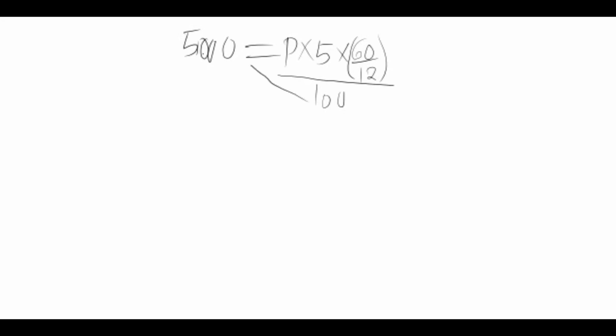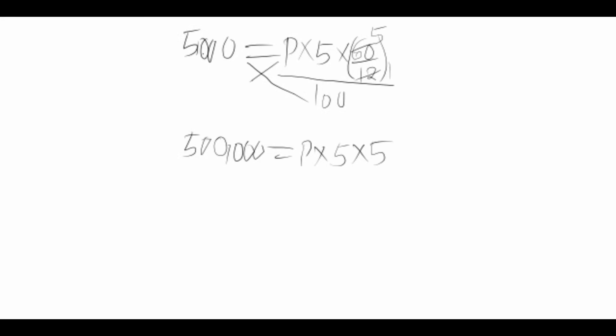So we have 5,000 is equal to principal, which we do not know, multiplied by rate, which is 5, times time. We have 60 months, so we are going to divide by 12 to change it into years, then divide by 100. So we can cross multiply this. 5,000 times 100 will be 500,000. So we have 500,000 is equal to principal times 5, that is the rate 5%, multiplied by time, which is 60 over 12. 60 divided by 12 is 5, so we have 5 years.